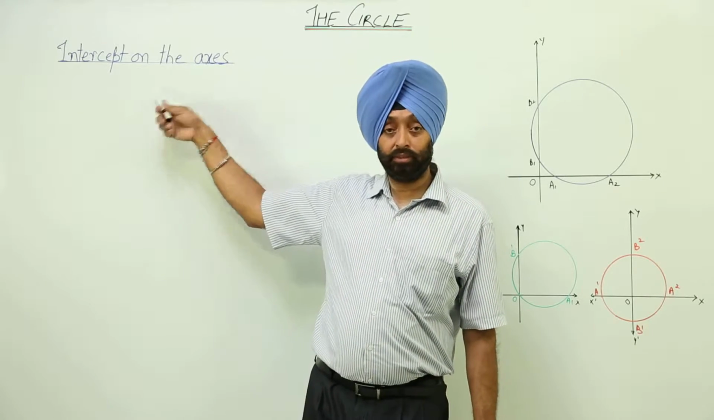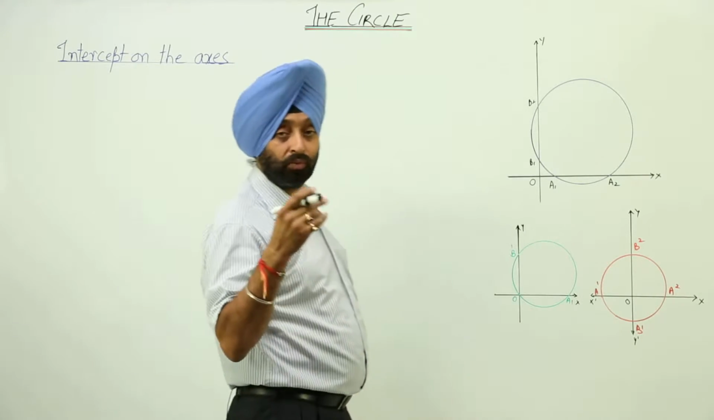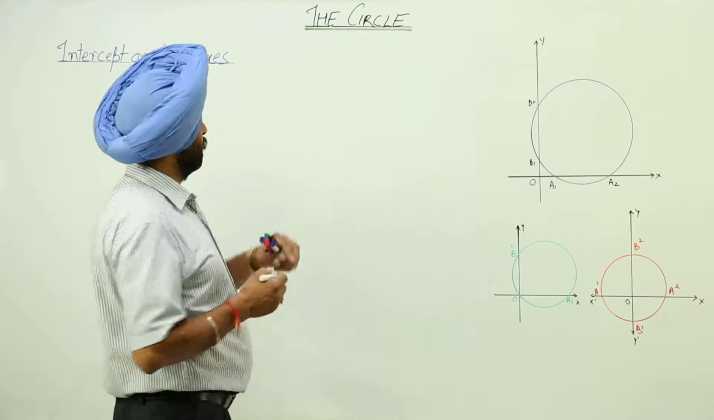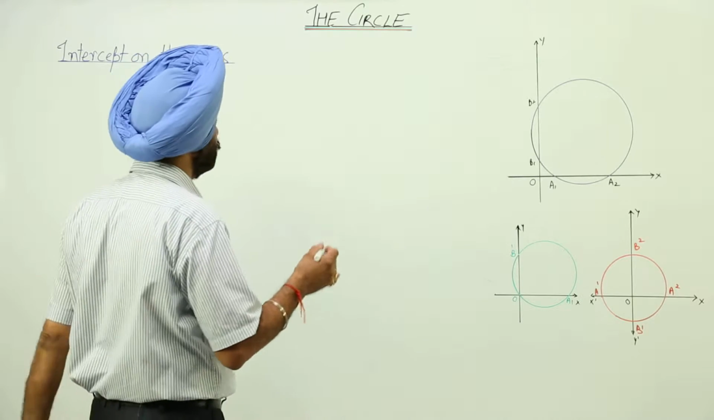Intercept on the axis. Now, how to locate the intercept, how to find the distance of the intercept. So, I have made 3 different figures. We are just going to discuss about the figures also.